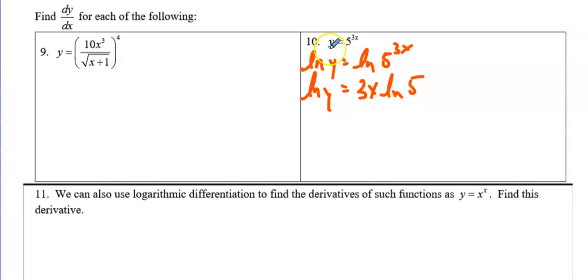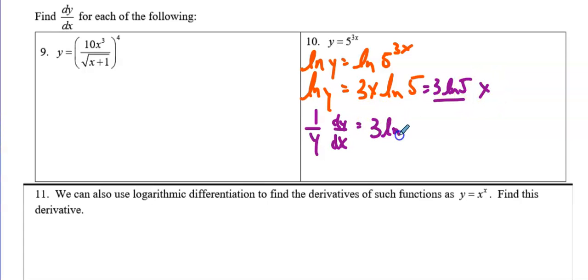Now that we know how to take the derivatives of the natural log, we can do this, but we have to use implicit differentiation. So I'm going to take the derivative of the natural log of y, which is going to be 1 over y dy dx, equal to, now remember, 3 natural log of 5. That is a number. So this right here is 3 natural log of 5 times x. So the derivative of some constant times x is just going to be that constant. You don't have to use the product rule here at all, because this is a number times x. So it's 3 natural log of 5.